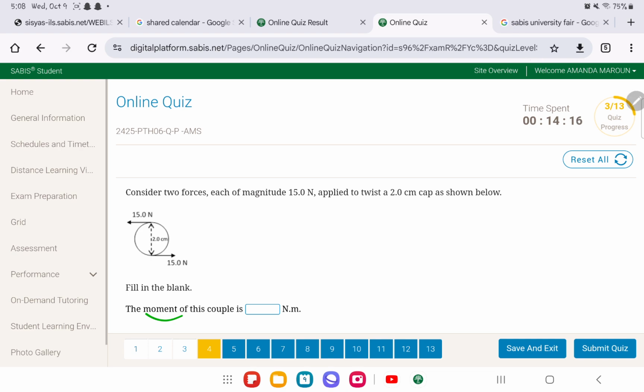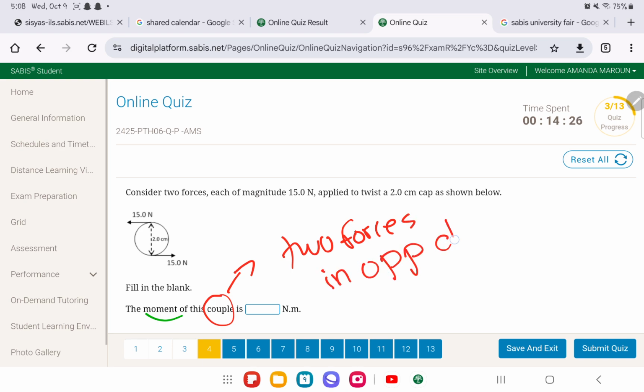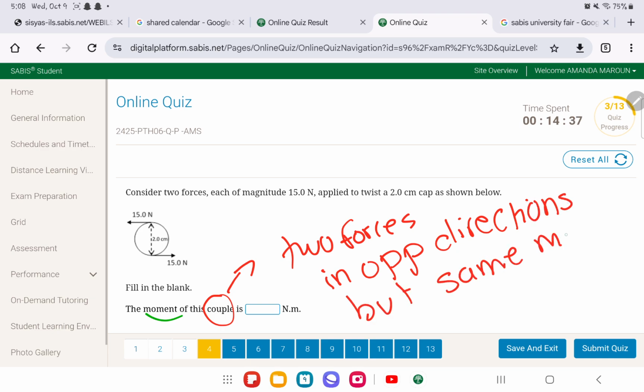So whenever we have a couple of forces, what does a couple of forces mean? It means two forces in opposite directions but the same magnitude. This is what a couple means.